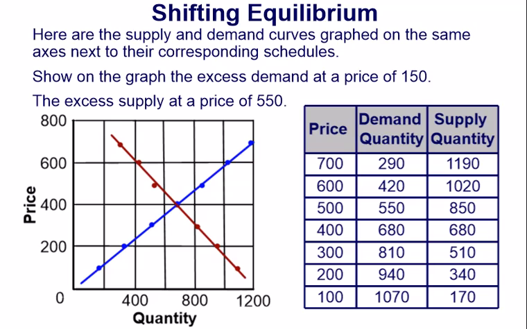Here are the supply and demand curves graphed on the same axes next to their corresponding schedules. Show on the graph the excess demand at a price of 150, the excess supply at a price of 550.